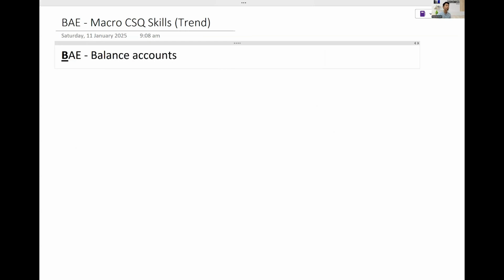All right. So B refers to balance accounts. We don't get balance accounts in microecons, good for us. But in macroecons, we see balance accounts a lot. So what exactly is a balance account? A balance account could be positive or negative, which makes it a little bit more complicated. All right?